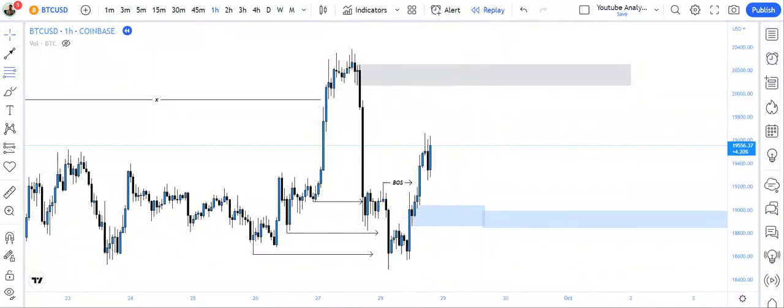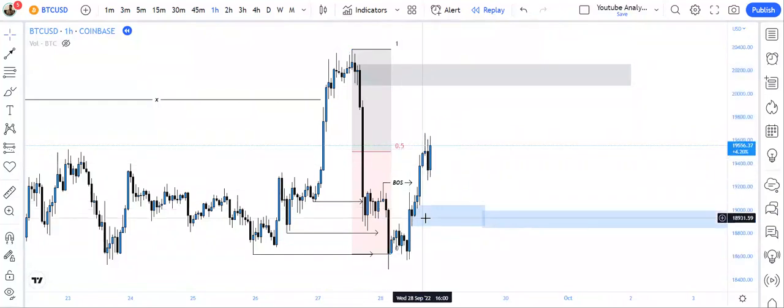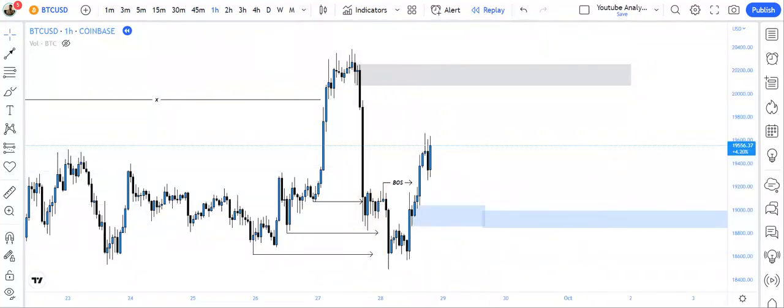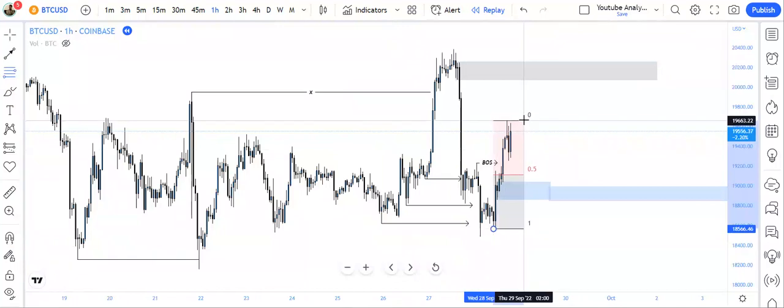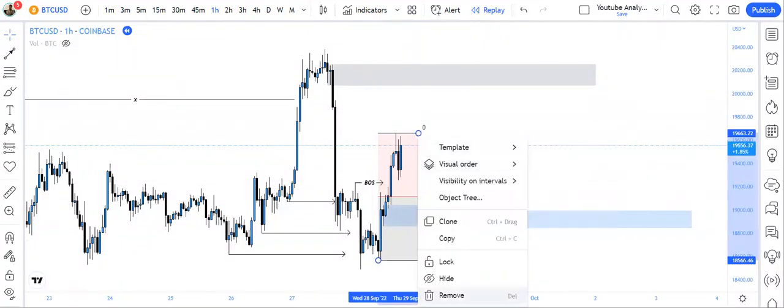And this supply zone is definitely still valid, because it's still in premium pricing. And right over here, this demand is also in discounted pricing, so it's good to look for buys from. Let me just show you from this high. So from this low to this high, this demand zone is in discounted pricing. So it's definitely a good buy from this zone to target the supply right above.